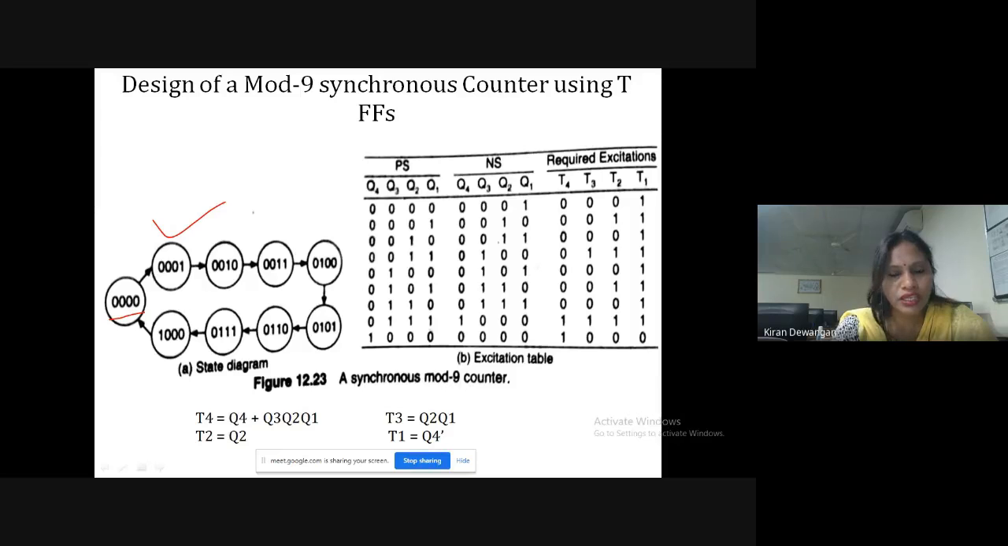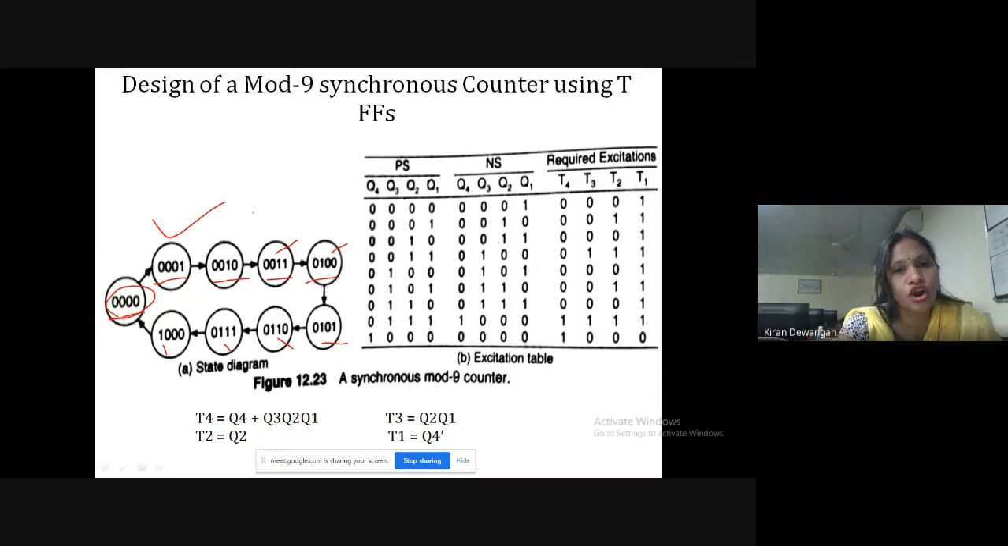So we need to have 4 bits. For 4 bits we need to have 4 flip-flops. ठीक है. So 4 flip-flops are required. So here we have designed the state diagram for 4 bit, that is we have all 9 states. We start with 0 0 0 0, goes to 0 0 0 1, 0 0 1 0, 0 0 1 1, 0 1 0 0. मतलब 0 1 2 3 4 5 6 7 and 8.